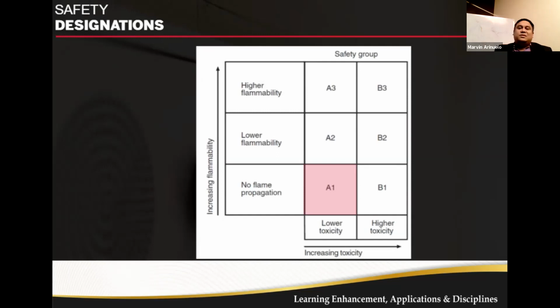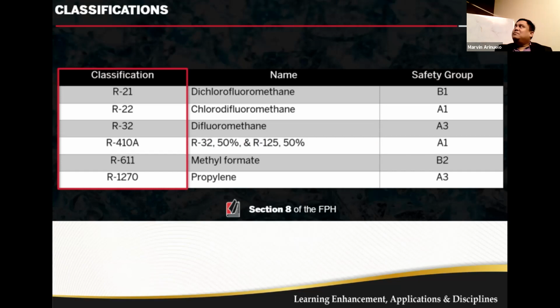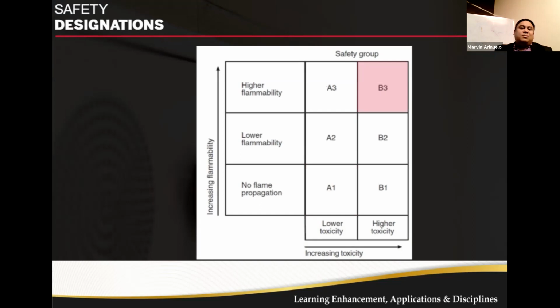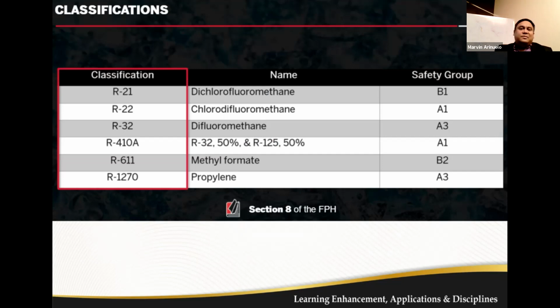So if you go to this, R410A, a combination of R32, 50%, and R125, is A1. And R22, chlorodifluoromethane. Next, B3 would have the highest level in both categories, such as ammonia, which is very hazardous. I think it is B3. Let us see.